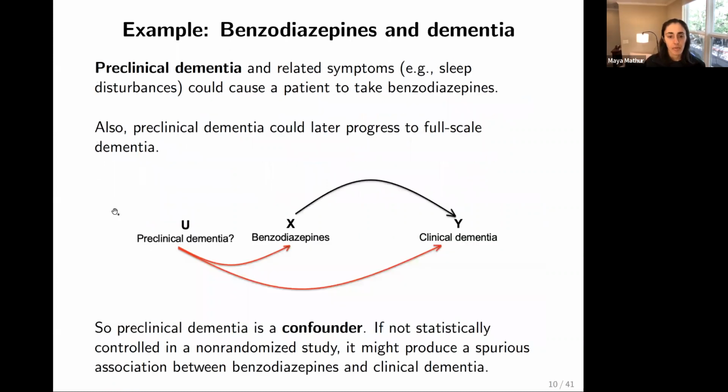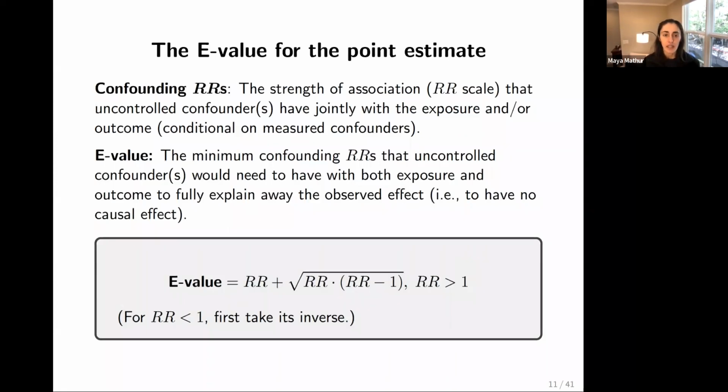So what do I mean? This red arrow here between the uncontrolled confounder and the exposure, if we were to measure this on the risk ratio scale, that would be one of the confounding risk ratios. And the second red arrow linking the unmeasured confounder to the outcome would be another confounding risk ratio. So two strengths of association. These confounding risk ratios can be interpreted conditional on any measured confounders. And so if we have a study that controls for some other confounders, then we can interpret the strength of confounding risk ratio as above and beyond what's already been controlled.